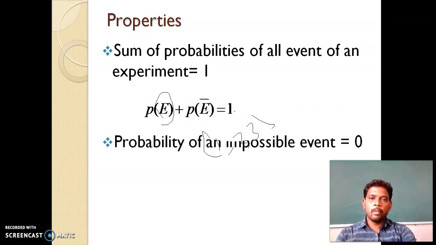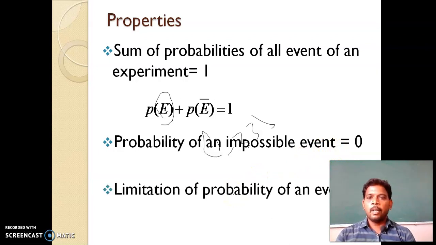Look at the next one. The probability of an impossible event is 0. For example, if you are throwing a die, how many possible outcomes are there? Numbers 1 to 6. Suppose the question is: what is the probability of getting the number 7 when throwing a die? Is it possible? Definitely 7 is not possible, because at most 6 numbers only are there. So it is not possible, and the answer is 0. The probability of an impossible event is always 0.